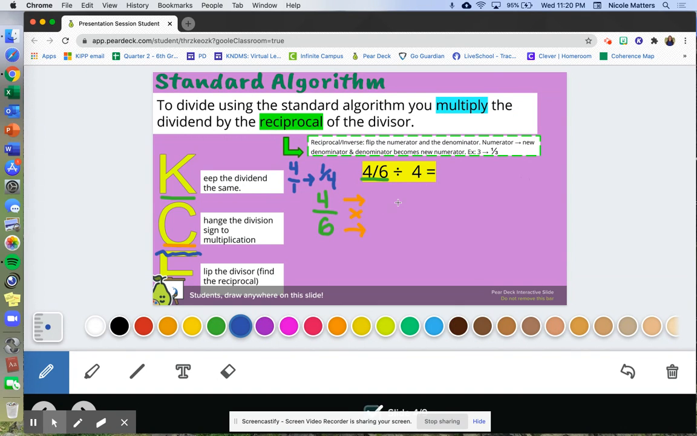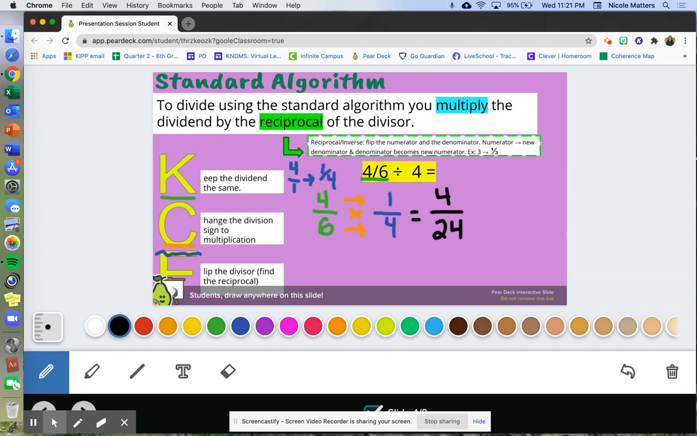So then I come down here for my multiplication, do 1/4. Let's double check. So I kept my dividend the same. I changed my division sign to multiplication, and then I flipped the divisor. So let me finish solving. 4 times 1 is equal to 4. 6 times 4 is equal to 24. And now I could reduce that if I wanted to, but we're not going to get into it right now, so I'm going to leave it there. And that is my answer.